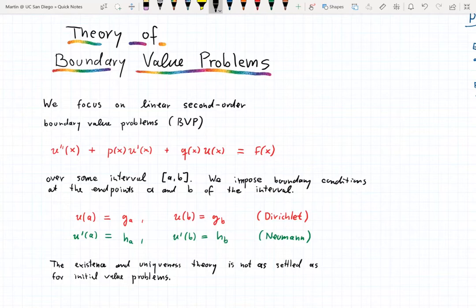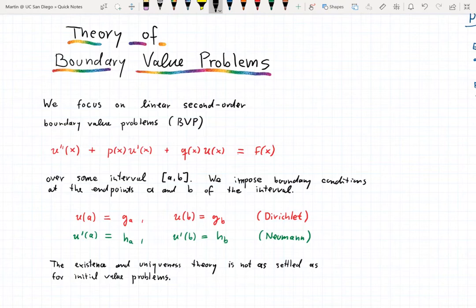We have the unknown function u, which depends on the variable x, and the differential equation is u prime prime of x plus p of x times u prime of x plus q of x times u of x equals f of x. So we've got the second derivative, u prime prime. Then we've got a term associated with the first derivative, p of x times u prime of x. Then we've got a term associated with the function itself, q of x, u of x. And we have an inhomogeneous right-hand side, f of x.